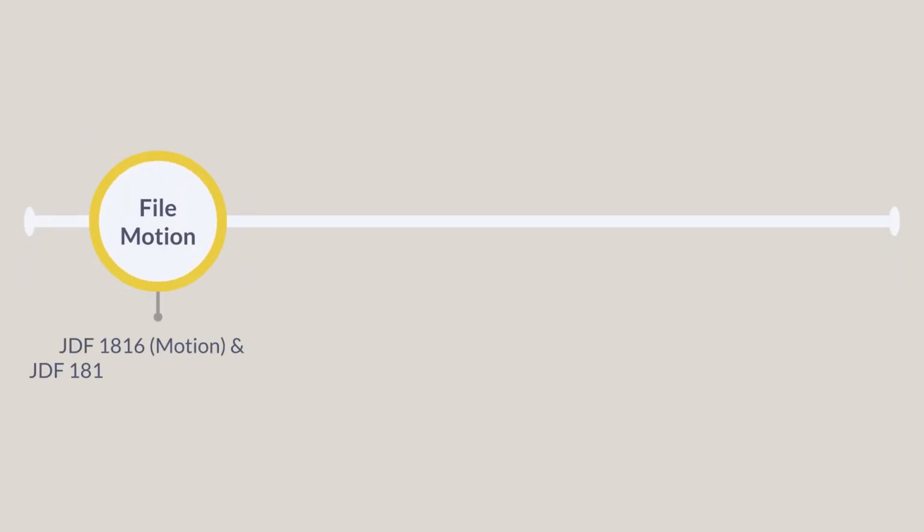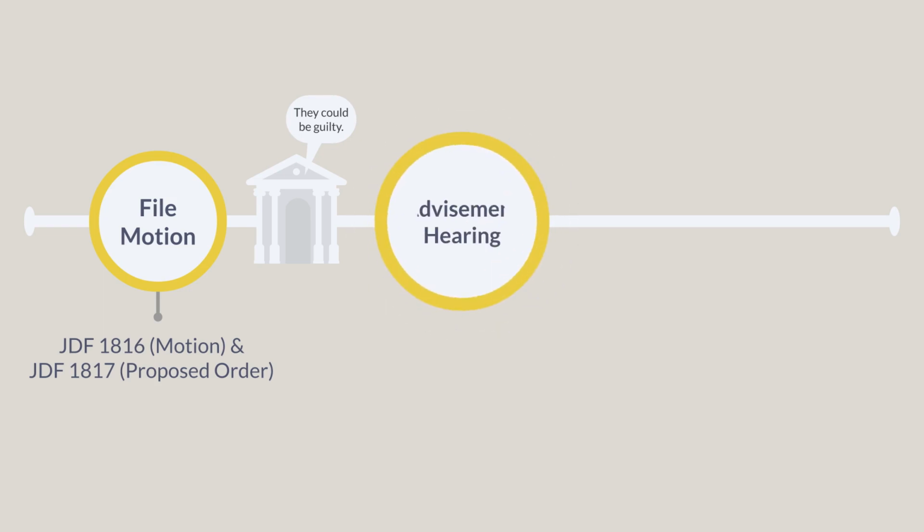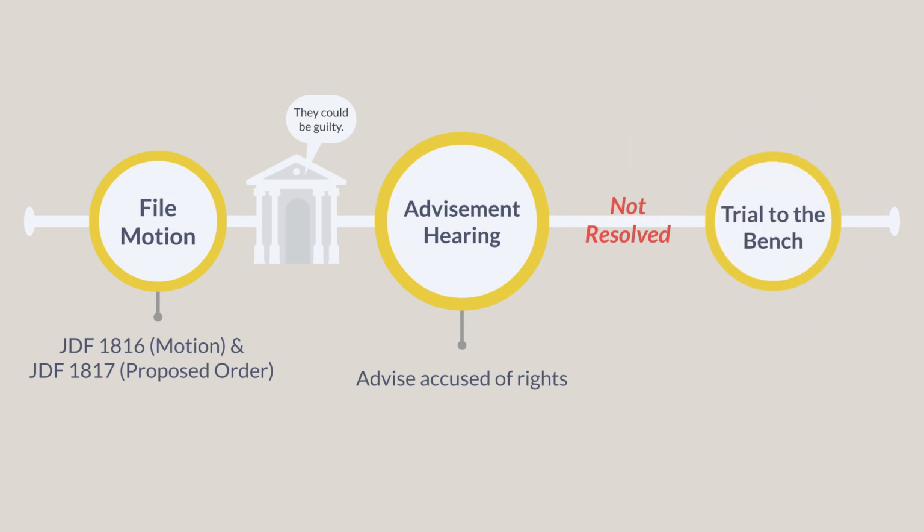The process for filing contempt is that you file the motion and the proposed order. The court, if it believes the other person is guilty of contempt or could be guilty of contempt, there's going to be an advisement hearing. That advisement hearing is a chance for the court to advise the person accused of their rights. If the case is still not resolved, then there's going to be a trial. That's a trial to the bench, so it's a trial to a judge, not to a jury.